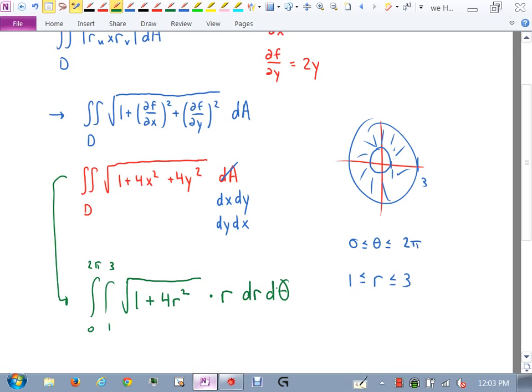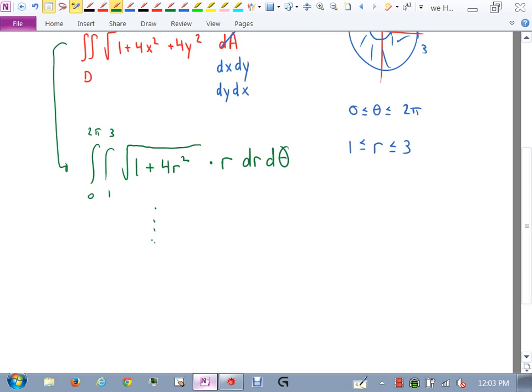I'm not going to work this the rest of the way, but you can see that this would be a basic substitution, right? Do you all see the basic substitution in there? U would be 1 plus 4r squared. Du would be, well, you have du out there, right? Can I trust that you would take that and be okay with that? Okay.